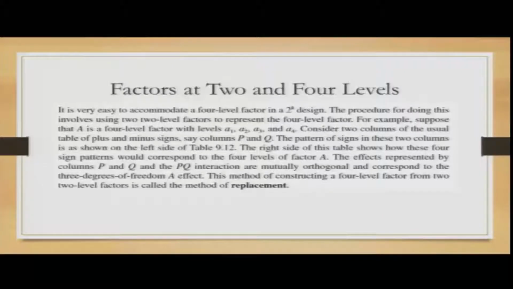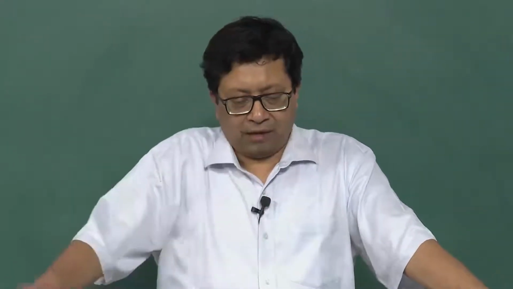The effects represented by columns P and Q and the PQ interaction are mutually orthogonal and correspond to the 3 degrees of freedom of the A effect. This method of constructing a 4 level factor from 2 level factors is called the method of replacement. So, you are trying to replace one 4 level factor with two 2 level factors. That means you are trying to break them into more subcategories in order to do a better analysis of the prediction or analysis of the overall assignment of the errors.